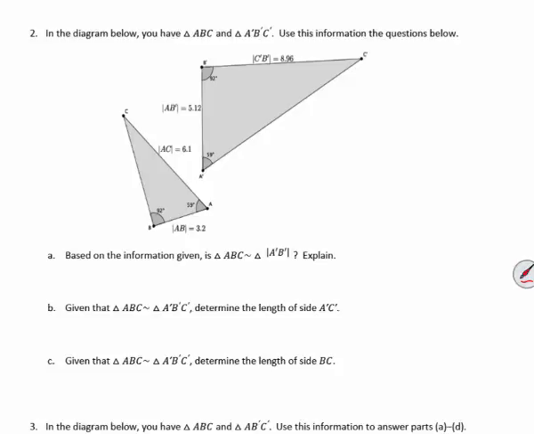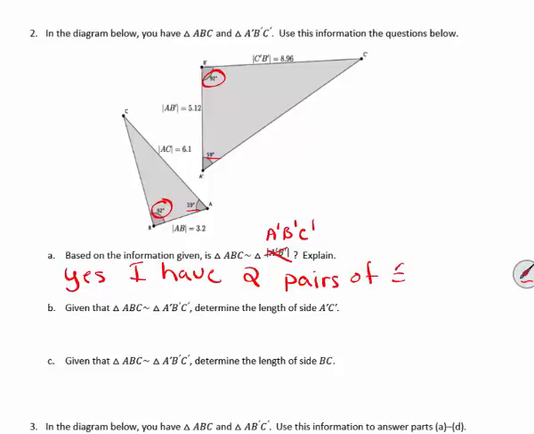So here we have this lovely picture, and one of the first things I always want to look for is the easiest way. The easiest way is to see if I have two angles that are congruent. So I have 92 and 92. I have 59 and 59. That is enough for me to say that they are similar. This should say triangle A prime, B prime, C prime. Wrong thing there. So based on the information given, is it similar? Yes. I have two pairs of congruent angles.